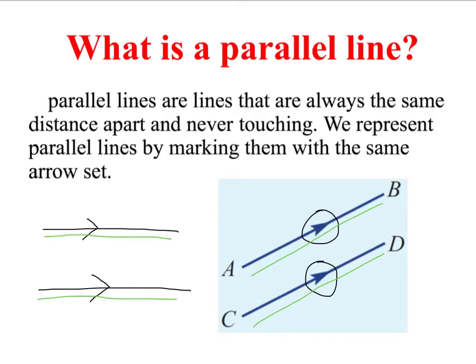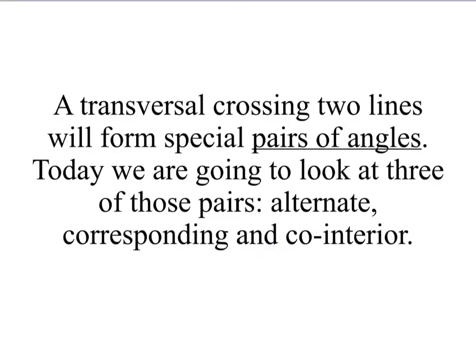So a transversal is a line that cuts through two other lines. Those other two lines are usually parallel. Parallel lines are two lines that always are the same distance apart, never touch, and head in the same direction. Now what does all of this mean? A transversal line that crosses two other lines will form special pairs of angles.